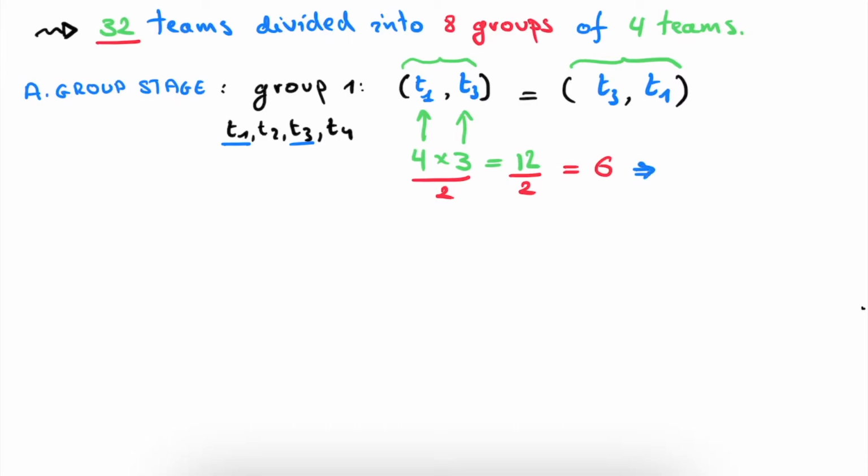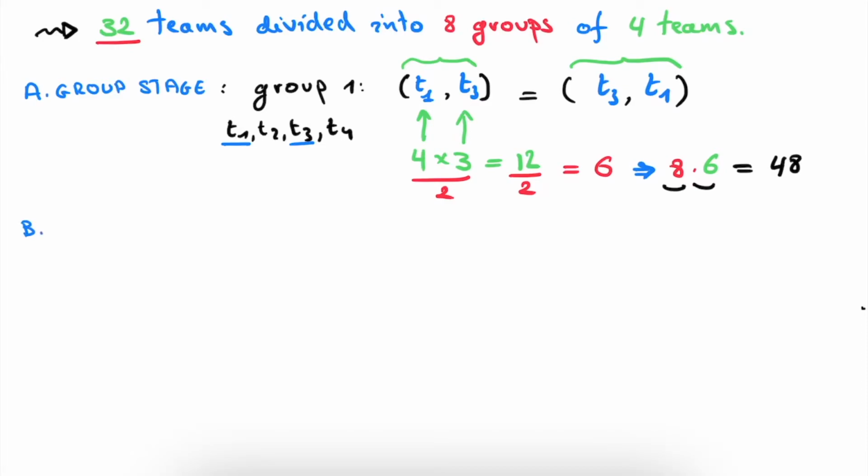Now, of course, because we know that there are 8 groups, and we know that for each group we have 6 possible choices that we can make, so 6 possible matches, we know that in the group phase, the total number of matches is 8 times 6, or it is equal to 48. So in this first group phase, there will be 48 matches.